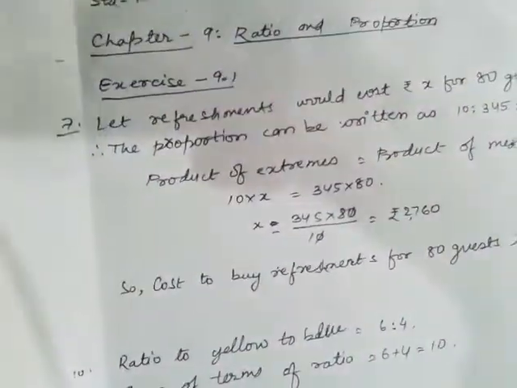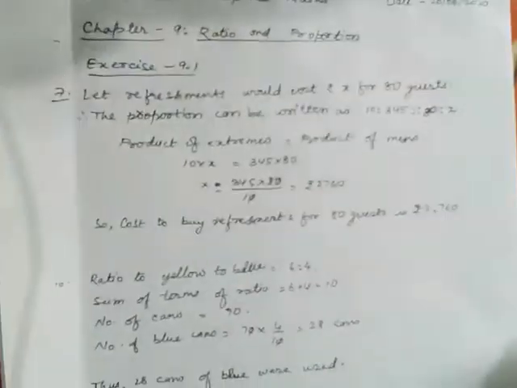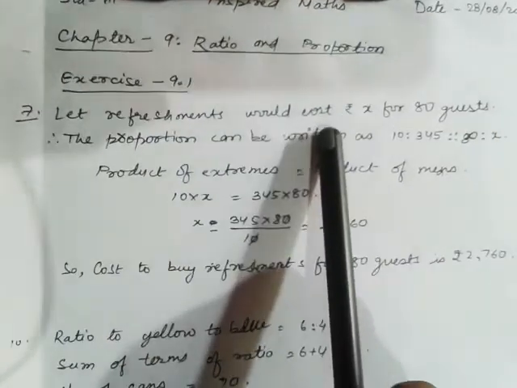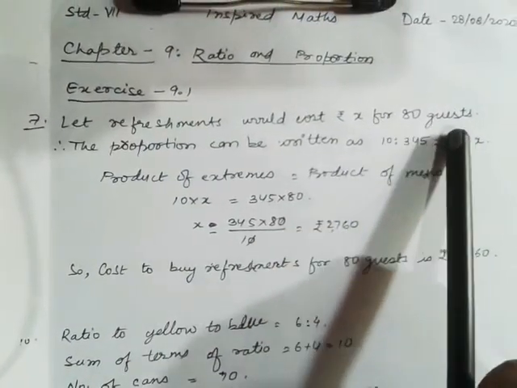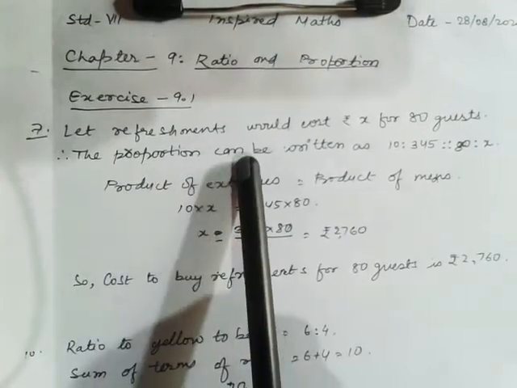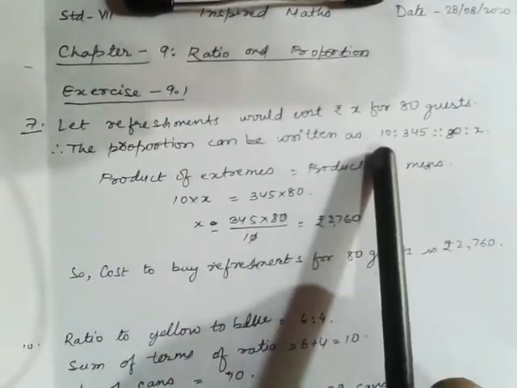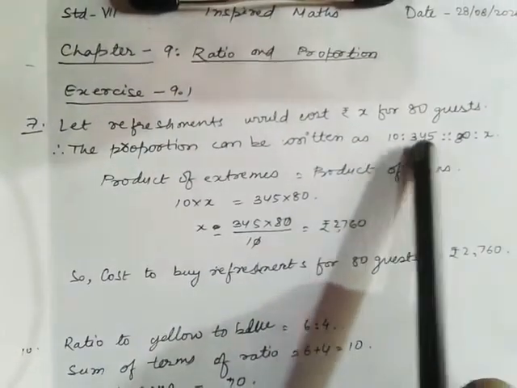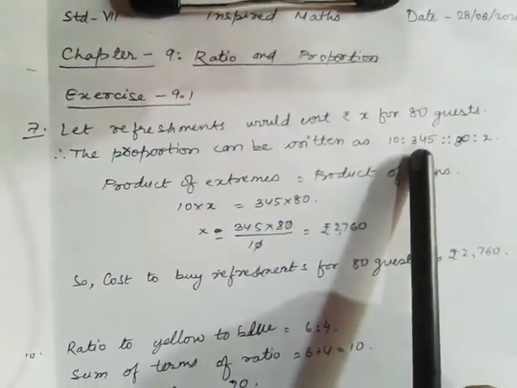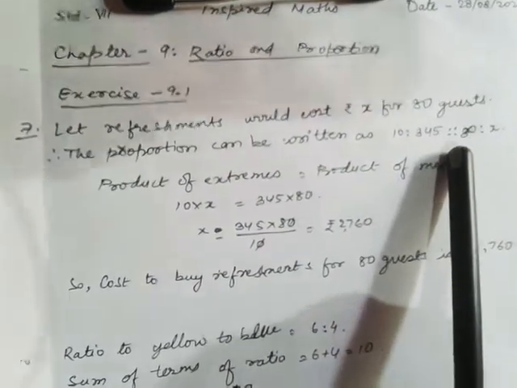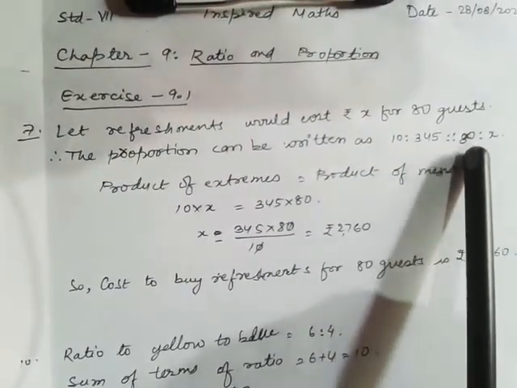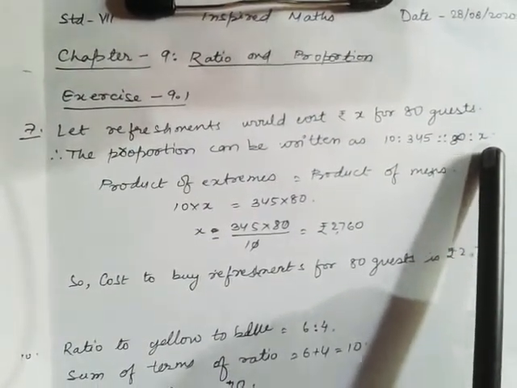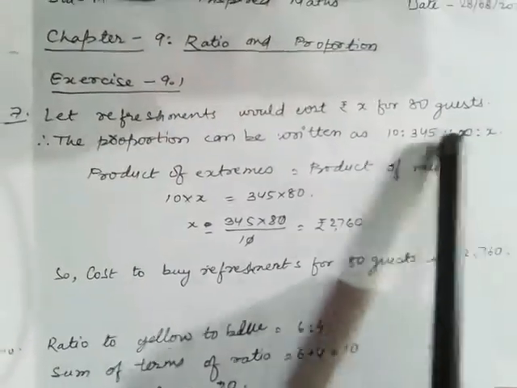Look here. First of all, I write: let the refreshment cost rupees x for 80 guests. Therefore the proportion, because this is the case of proportion, can be written as 10 is to 345. 10 is the number of guests, and 345 is the cost of refreshment. So 80 is to x. 80 is the number of guests and x is the cost of refreshment for 80 guests.